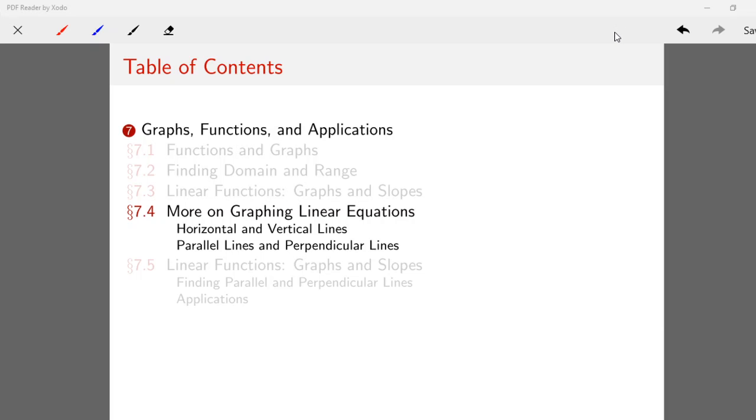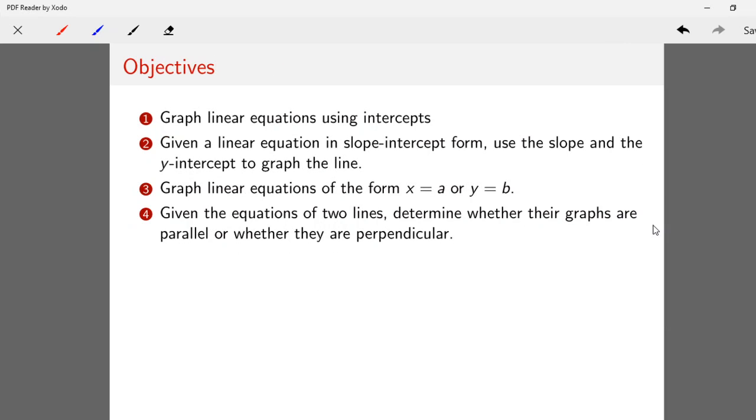Hey everyone, in this video we're going to check out section 7.4. We're going to do a little bit more on graphing linear equations. Specifically, we're going to talk about horizontal and vertical lines, and we're going to talk about graphing linear equations using their intercepts.